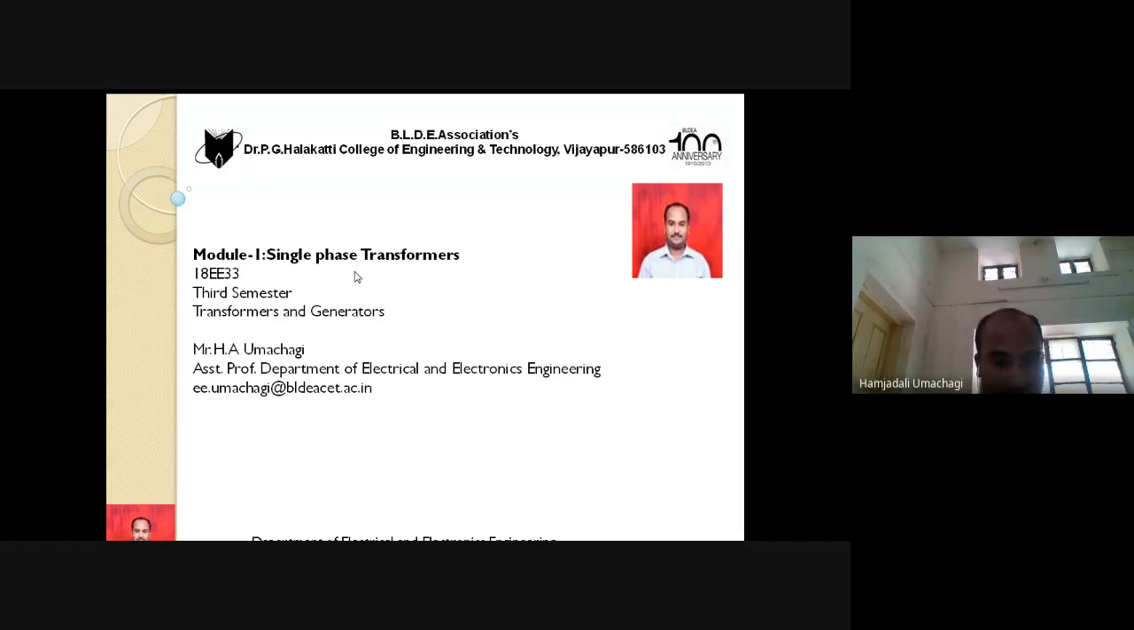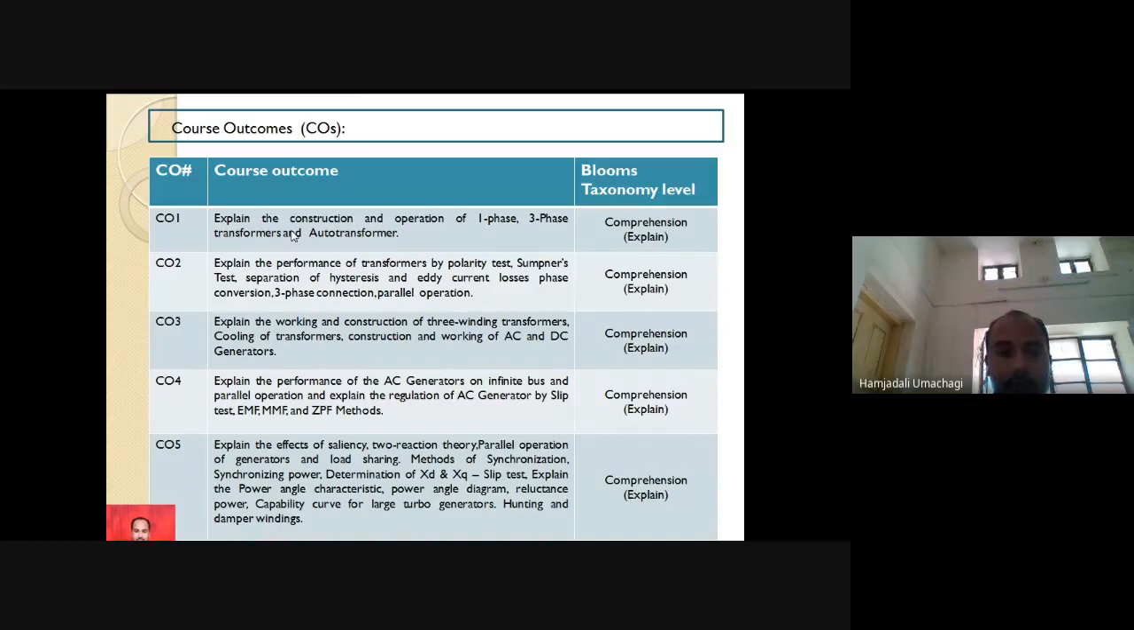So before going to enter into this subject, you should have the knowledge of basic electrical circuits, that is KCL, KVL, Ohm's law, then all different types of electrical machines, like for example transformers and generators, right? So these basic things you should have before going to study single phase or three phase transformers of module 1. Okay, now don't worry about these things, these are just for our reference.